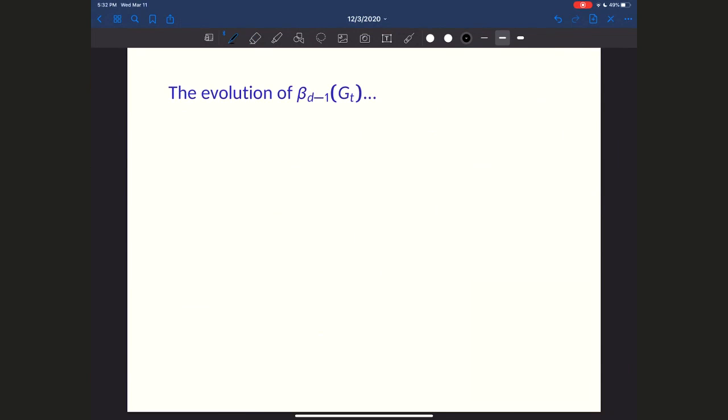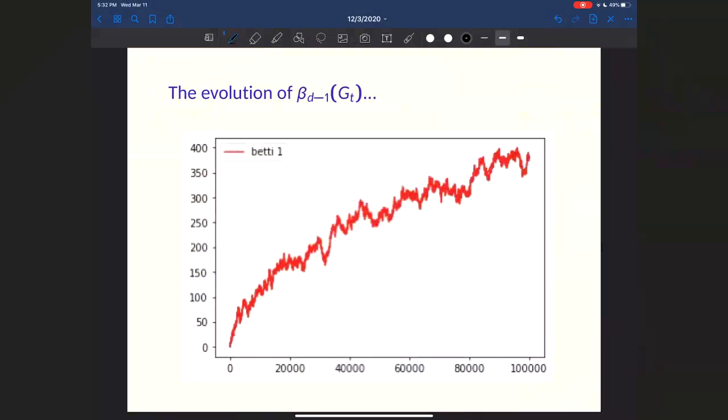Okay, so let's look at the evolution of Betti d minus 1 of the Eden model at time t. So let me show you one experiment run up to 100,000 tiles. So this is Betti 1.